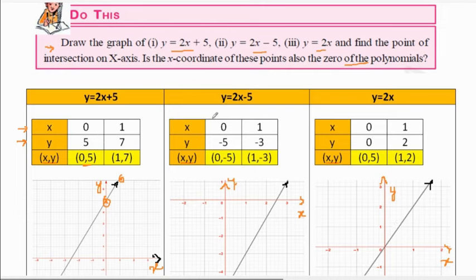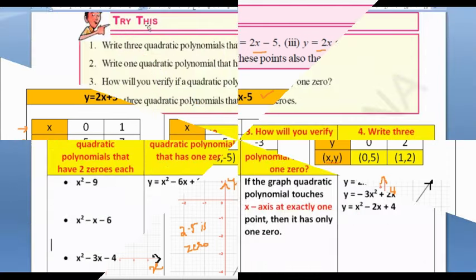So they're asking to find the zeros of the polynomial. Zeros of the polynomial are nothing but the points where the straight line is meeting the x-axis. So it is meeting the x-axis at minus 2.5. So minus 2.5 is the zero of the polynomial. And moving on to the zero of the polynomial for y is equal to 2x minus 5. This straight line is meeting the x-axis at 2.5 comma 0. Therefore 2.5 is the zero of the polynomial. And y is equal to 2x, this straight line is meeting the x-axis at 0. Therefore 0 is the zero of the polynomial.